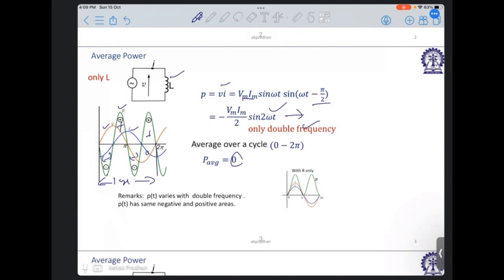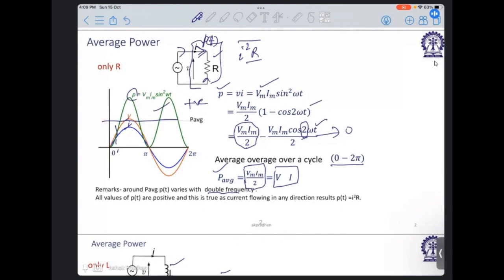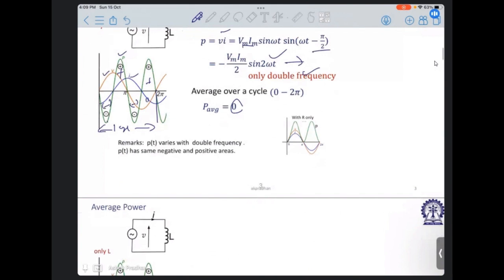And if you notice, in the case of the resistance, the average is our average power, Vi. Here, over one cycle, there are eventually four half cycles. So that's the double frequency oscillation. Power happens to be a double frequency oscillation.